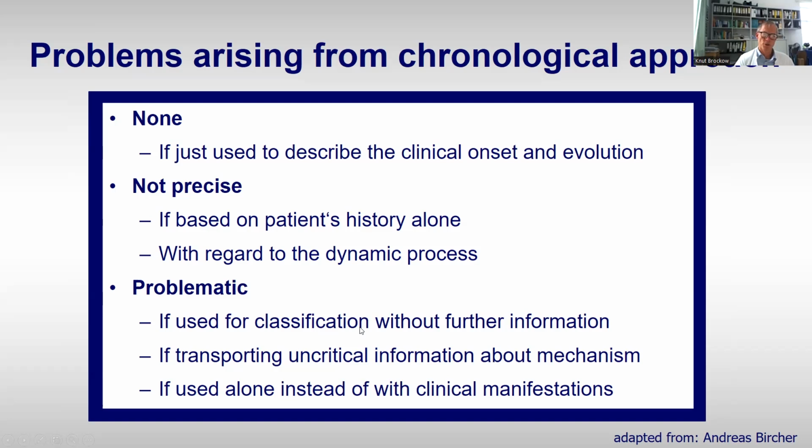So you should not use it for classification without further information. You should use it as one means for classification and not the only means of classification. And you shouldn't use it for uncritical information about the mechanism, because if it is occurring fast, it's not always type 1 hypersensitivity. So you should use it together with all the other information.